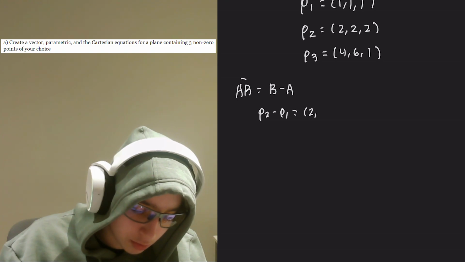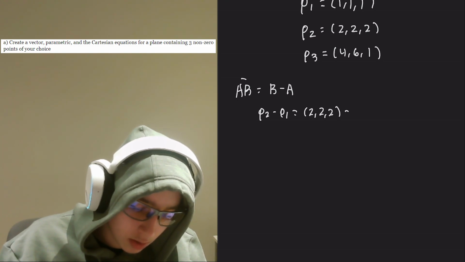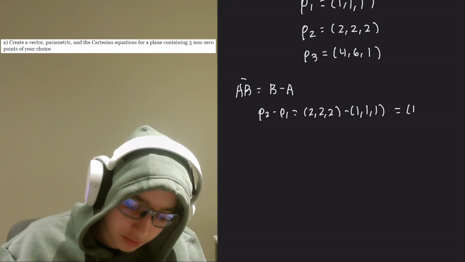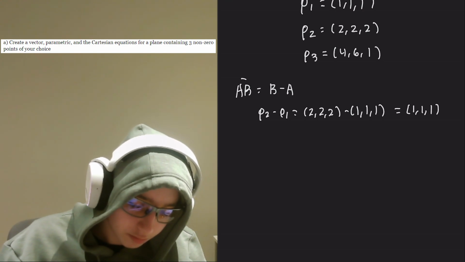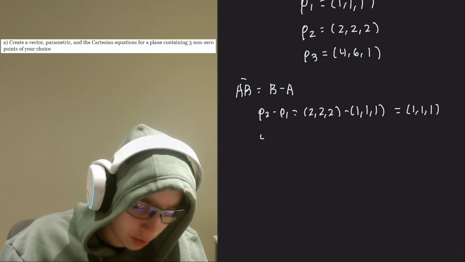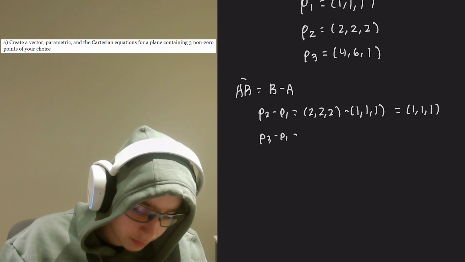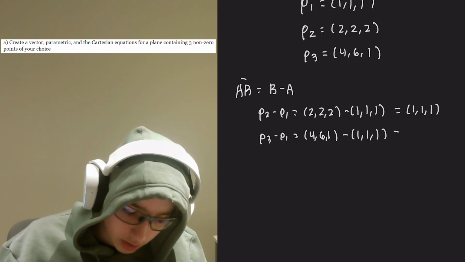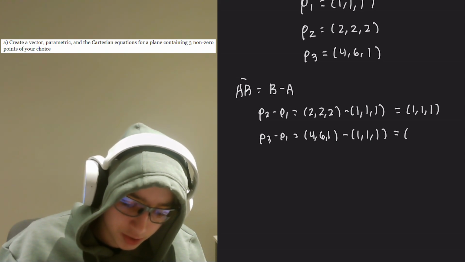which gives us 2, 2, 2, minus 1, 1, 1. And that gives us our first direction vector, which is 1, 1, 1. And now let's just do that same process, but let's use P3 and P1. And this gives us 4, 6, 1 subtracted by 1, 1, 1. And for this we end up with 3, 5, and 0.